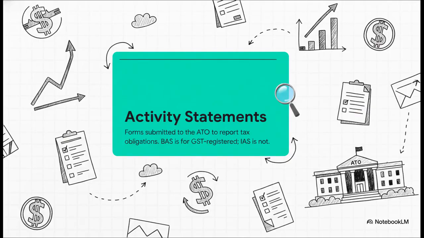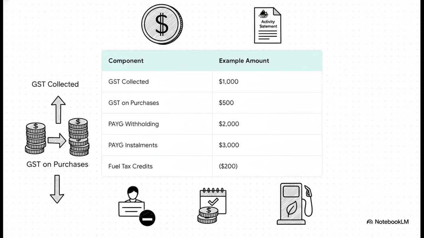The distinction between the 2 main types of activity statements hinges on GST registration. If a business is registered for GST, it lodges a Business Activity Statement, the BAS. If it is not registered for GST but still has other obligations such as PAYG installments, it lodges an Installment Activity Statement, or IAS.